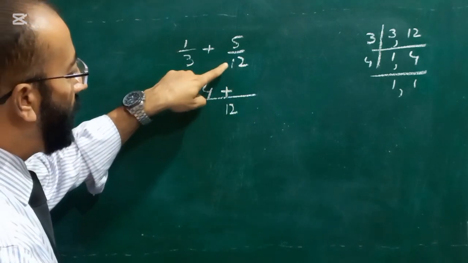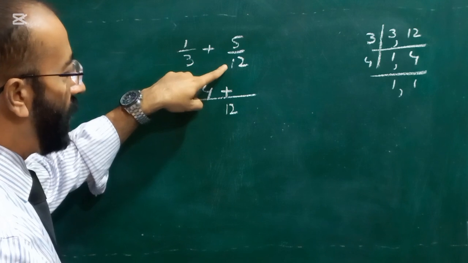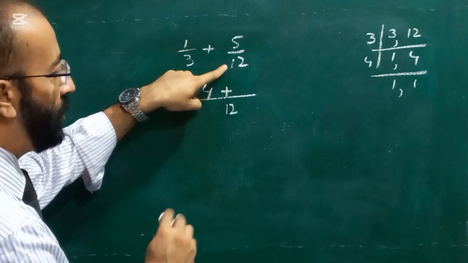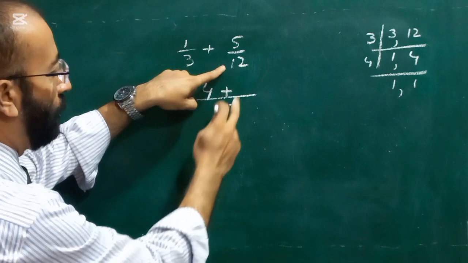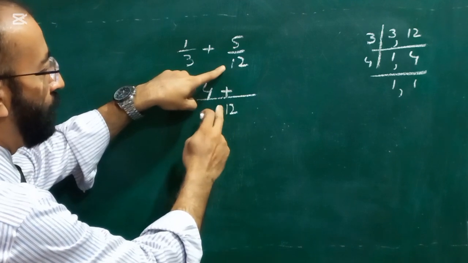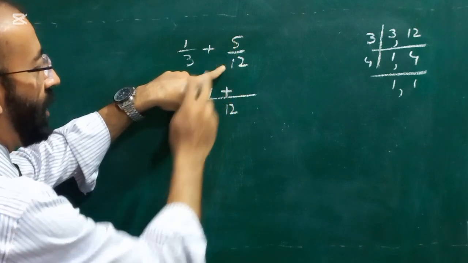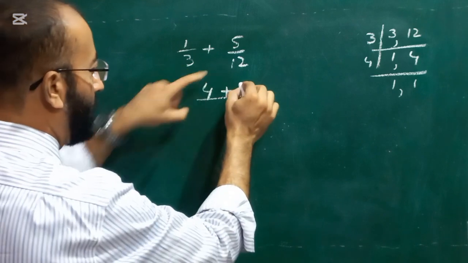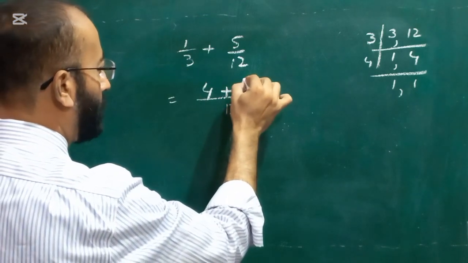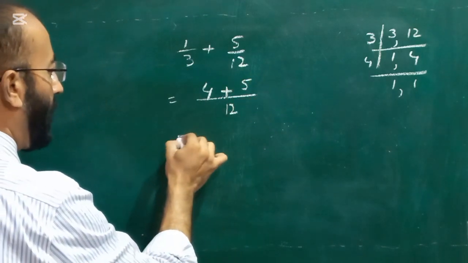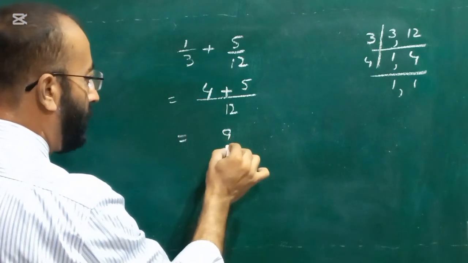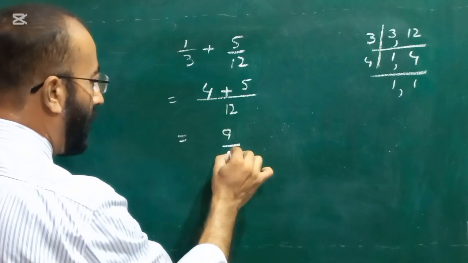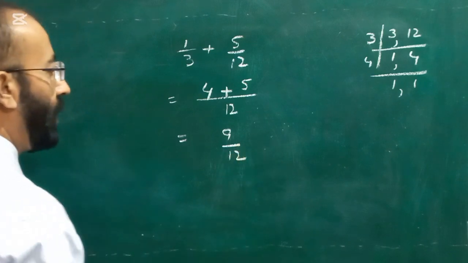Now we will read the table of the denominator of the second fraction up to the number where this 12 will come. So 12 ones are 12, and that 1 will be multiplied with the numerator of the same fraction. So 1 fives are 5. So now add these two numbers. 4 plus 5 will become 9, and this 12 will remain as it is.